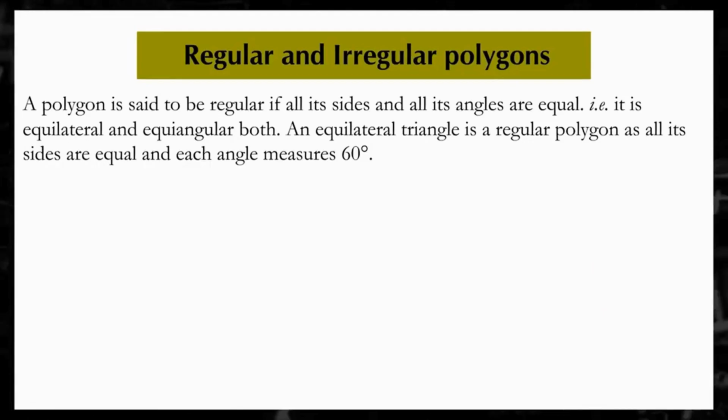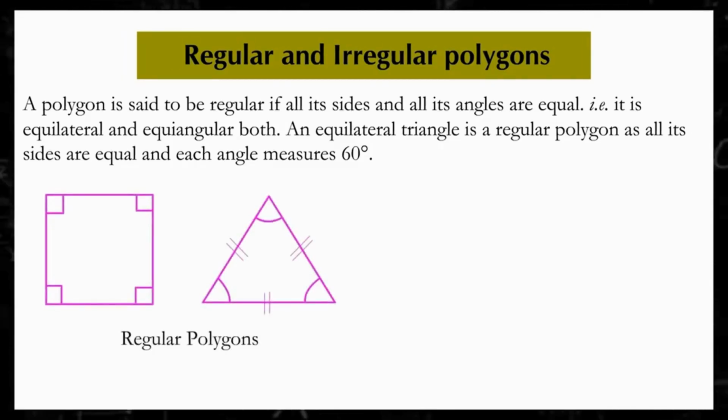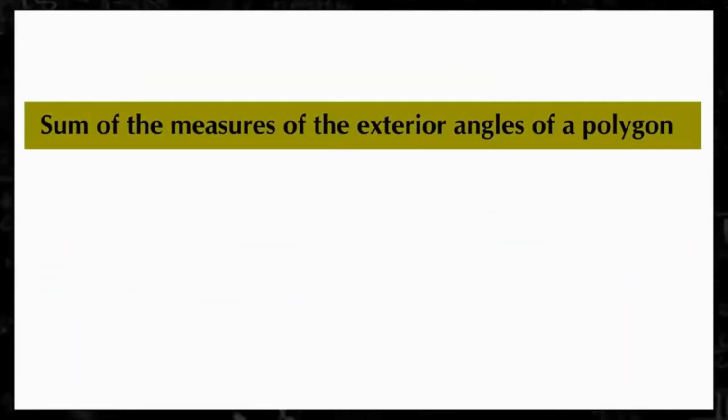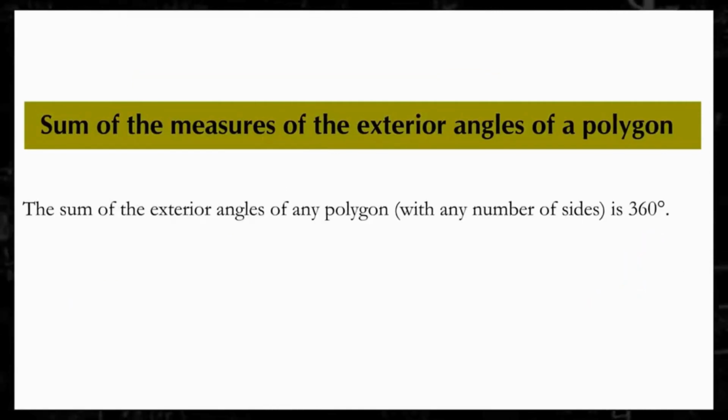Regular and irregular polygons. A polygon is said to be regular if all its sides and all its angles are equal. That is, it is equilateral and equiangular both. An equilateral triangle is a regular polygon as all its sides are equal and each angle measures 60 degrees. Regular polygons. Non-regular polygons. Sum of the measures of the exterior angles of a polygon. The sum of the exterior angles of any polygon with any number of sides is 360 degrees.